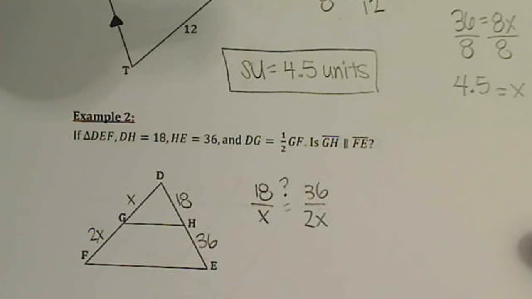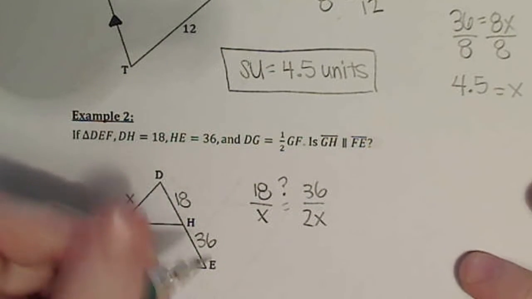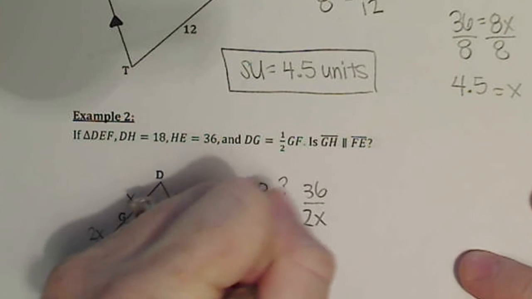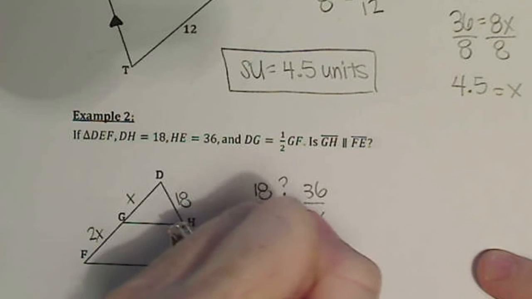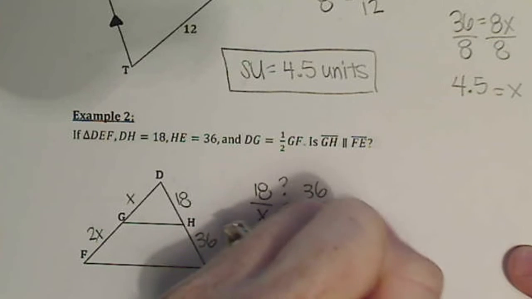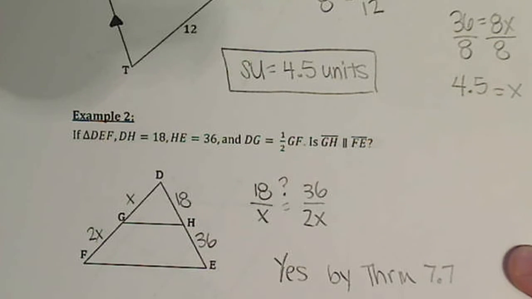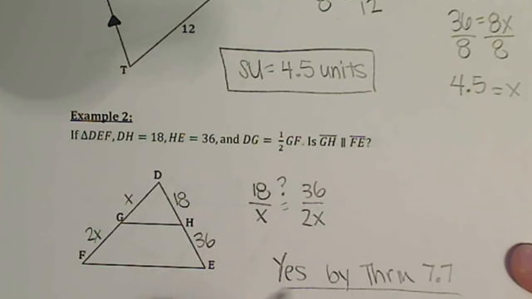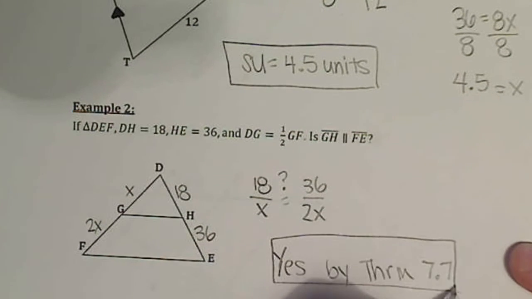Yeah, that's true. So because it is true, we say yes by theorem 7.7. You could call it its name, converse of triangle proportionality, but I like to be short and sweet. So yes, it is proportional.